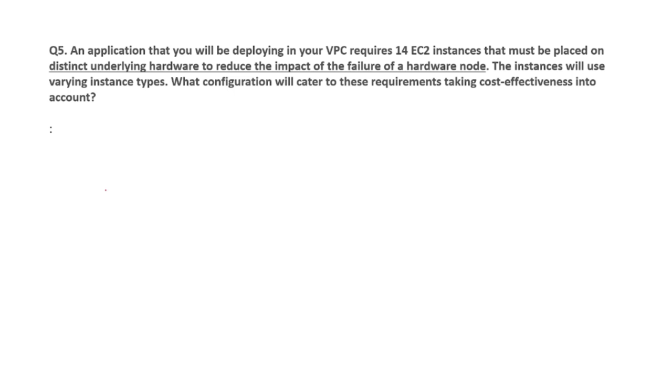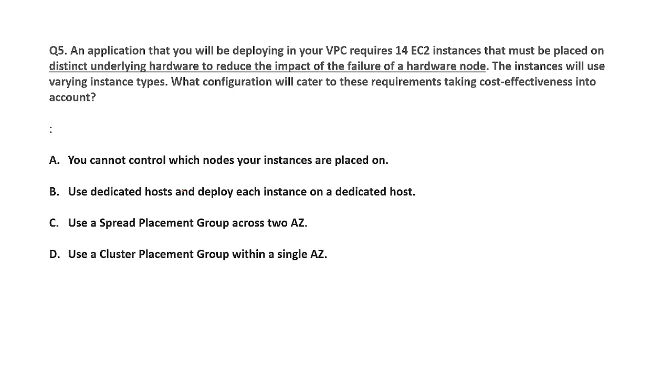So question number 5. An application that will be deployed in your VPC requires 14 EC2 instances that must be placed on distinct underlying hardware to reduce the impact of failure of a hardware node. The instances will use varying instance types. What configuration will cater to this requirement, taking cost effectiveness into account? So below are the options.